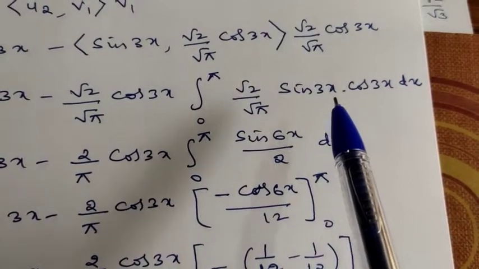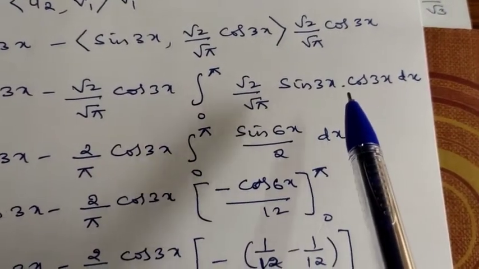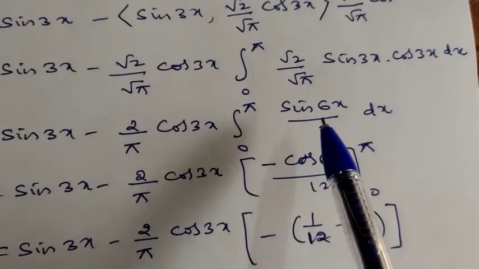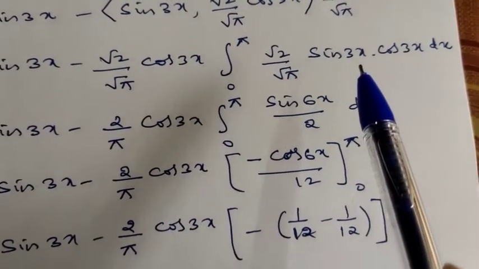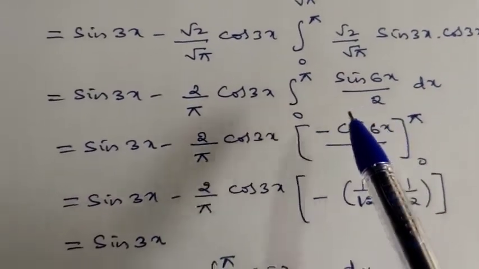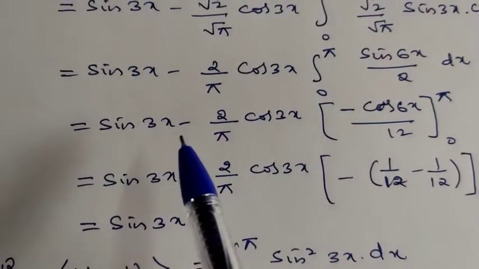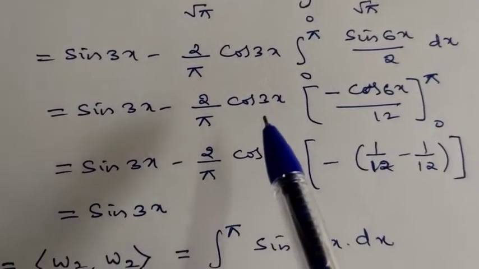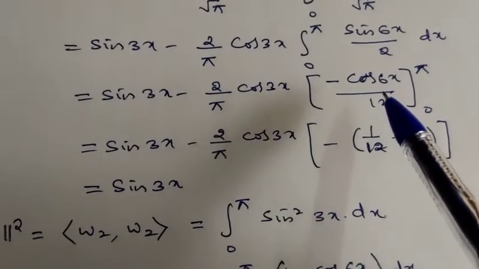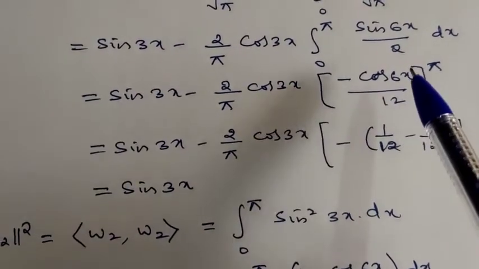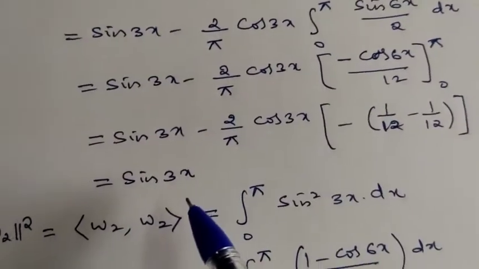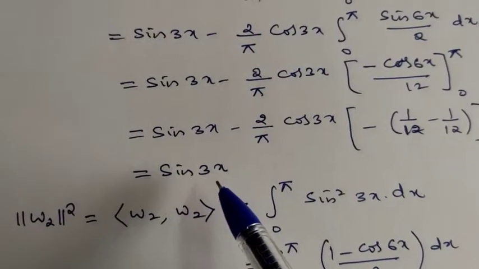This is like 2 sin x cos x equals sin 2x, we can write it like this. So this is sin 3x minus 2 by pi cos 3x times the integral from 0 to pi of sin 3x cos 3x, which becomes sin 6x by 2 dx. If we integrate this, it is minus cos 6x by 12, from 0 to pi. If you apply the limit, you can see that the value is sin 3x.